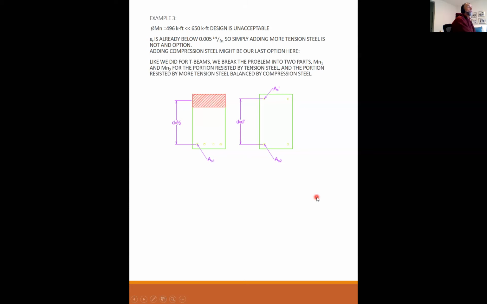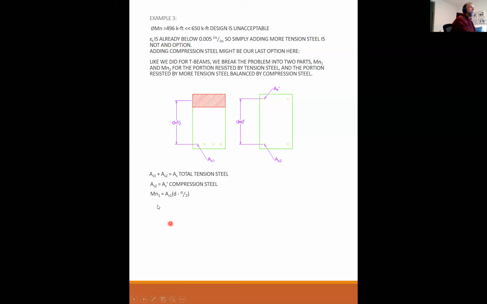The total steel in the beam is going to be As1 plus As2, but we're breaking it up into 2 parts so that we can design it appropriately. So As1 plus As2 is my total steel As. As2 is equal to As prime. So the flexural steel on this side is perfectly balanced by the compression steel.